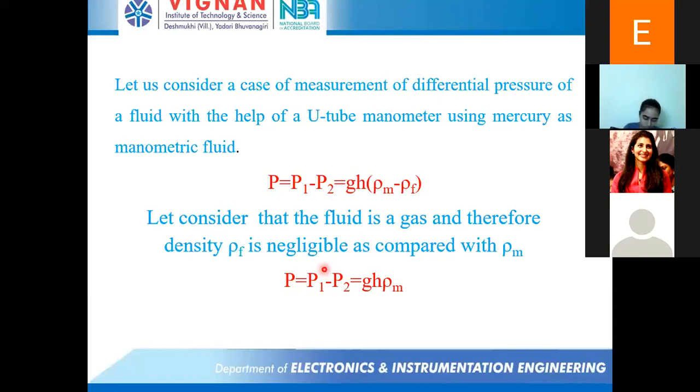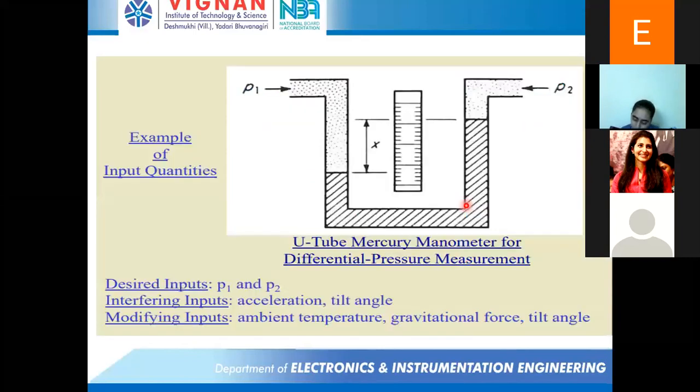Okay, GH rho M. Then now we are going to see, what is the desired input for this instrument? The desired input for this instrument is differential pressure, that is P1 minus P2. Now we can observe another two cases.